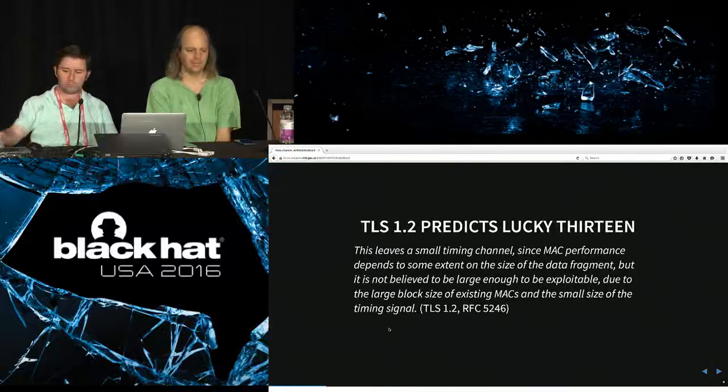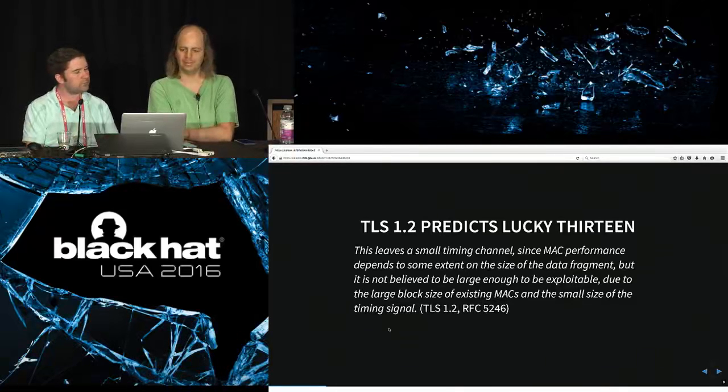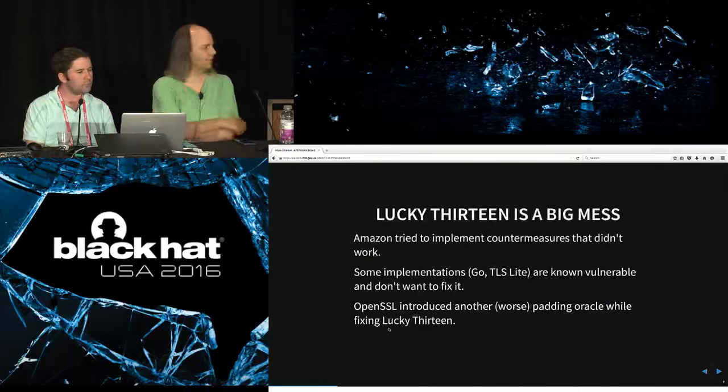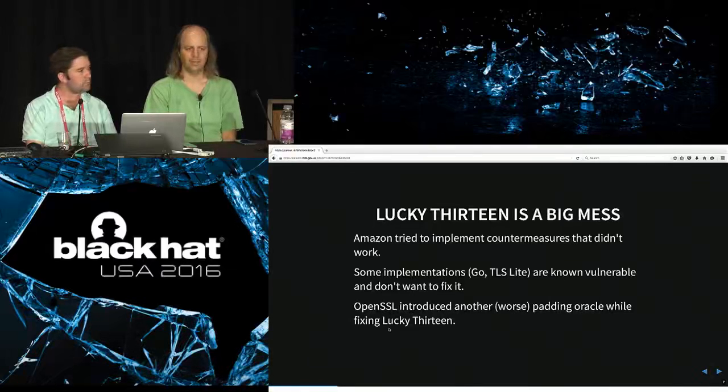I like to show this quote from the TLS 1.2 standard because it already kind of predicts the attacks that later happened. It says this leaves a small timing side channel, but it is not believed to be large enough to be exploitable. And it turned out it was exploitable. That was the Lucky 13 attack, which really was a kind of a big mess.